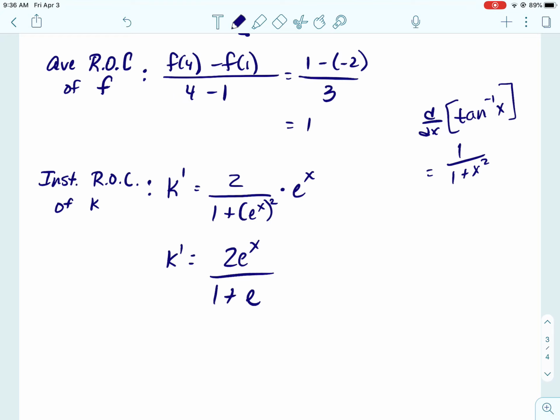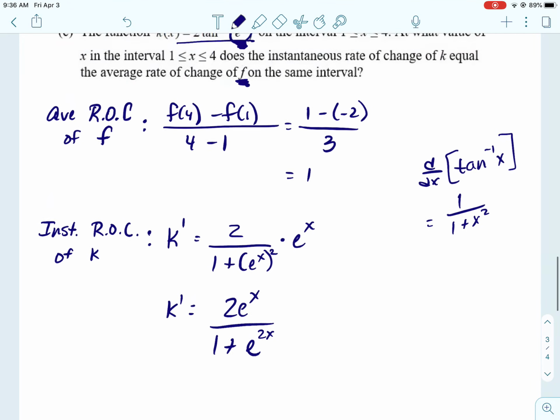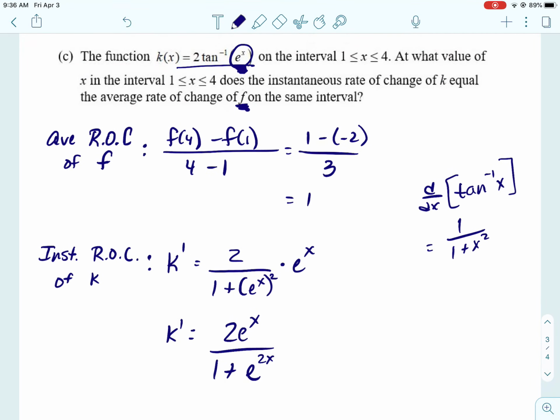All right, and we technically could leave it like that, but since we have to use it in a second, I would just simplify it down a little bit and have it 2e to the x over 1 plus. And then when we have a power raised to a power, we multiply those powers together.